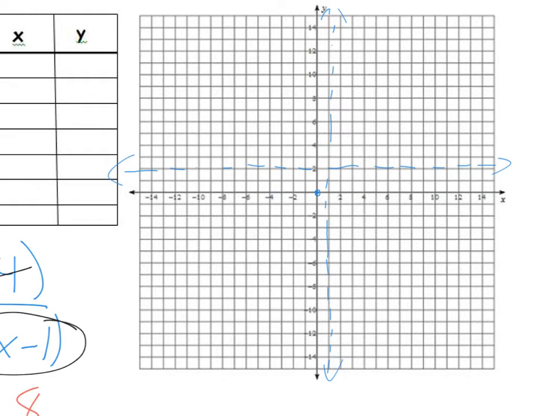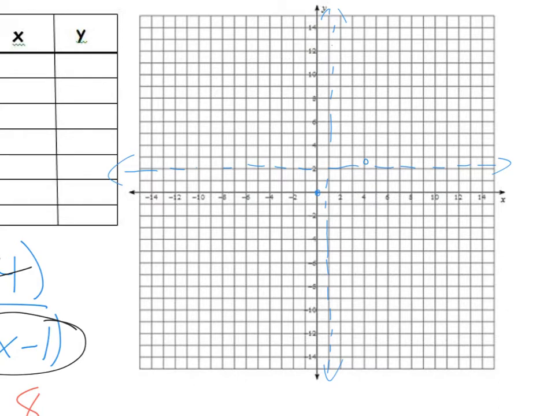Well, 8/3 is basically like 2.67, so 2 2/3. So if I go 4, comma, then 2 2/3, and keep in mind it is going to be an open circle there. All right, that looks nice. That's our hole in the graph.